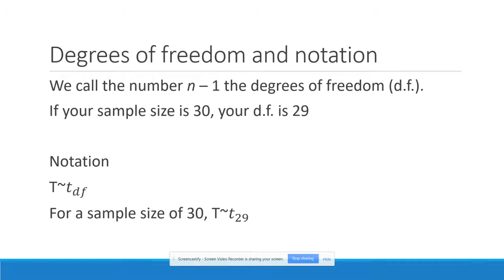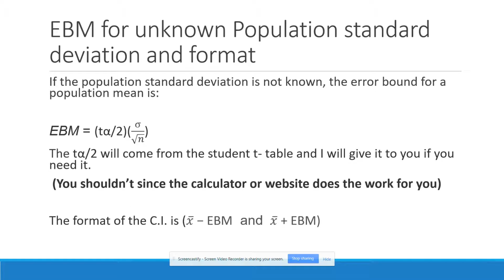So degrees of freedom and notation. We call the number n-1 the degrees of freedom. If your sample size is 30, your degrees of freedom is 29. And the notation for this is t with a tilde, a lowercase t, and the degrees of freedom. For a sample size of 30, it's t tilde t 29.